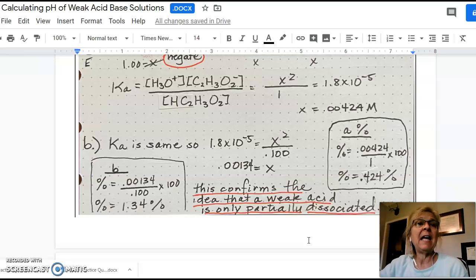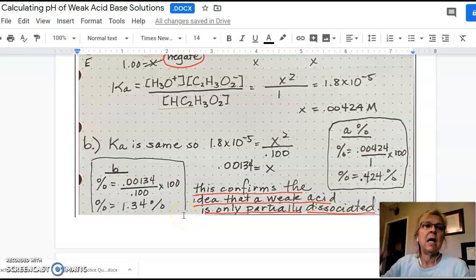Now, the Ka is the same for B as it is for A, so I'm going to plug the same things in. The only difference is that I will use a different concentration for the original concentration, and I will go ahead and solve for X in those cases. So what are my percents? My percent in A comes out to 0.424%, which truly is a very small percent of dissociation, and my percent dissociation in B is 1.34%, also very small.